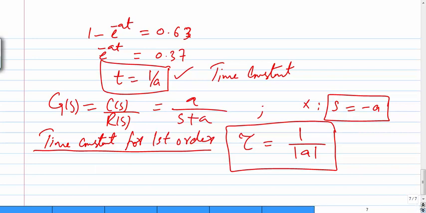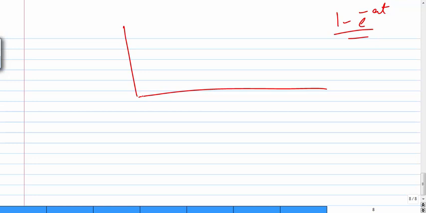Next I will draw the response of 1 minus exponential minus at. The response looks something like this.